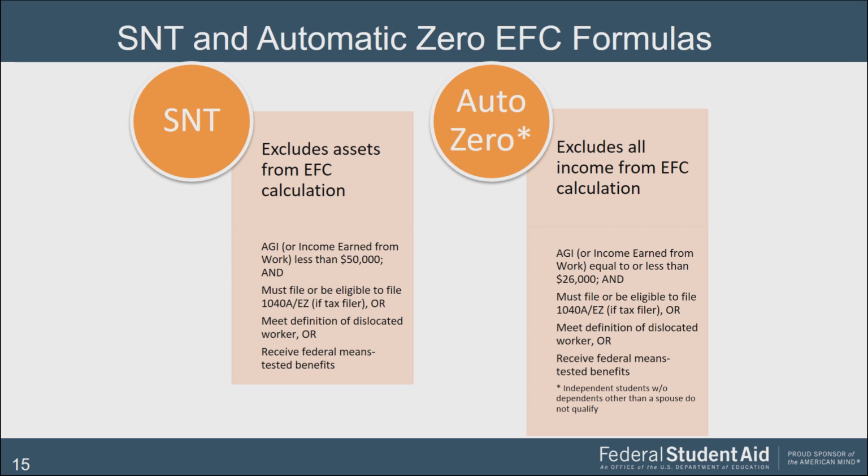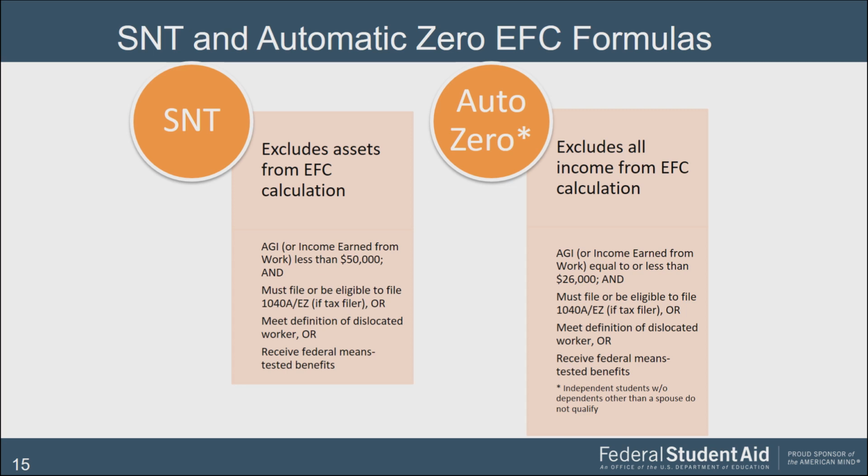So if your AGI is less than $50,000 and you filed a tax return, and you also filed a 1040A or EZ, you're eligible. If you did not file a 1040A or EZ, then we'll ask you if you are a dislocated worker. And if you say that you're a dislocated worker, you're eligible. If you say you're not a dislocated worker, then we'll ask you if you received any of the means-tested benefits. And if you say that you did, you're eligible. And if you didn't, then we will ask you if you were eligible to file a 1040A or EZ. And if you say that you did, you're eligible.